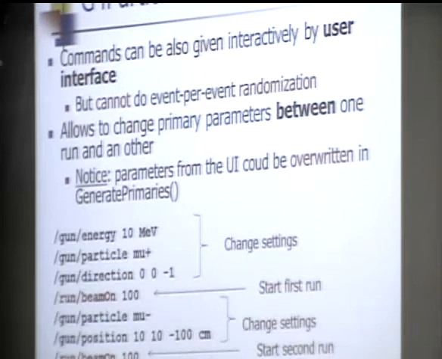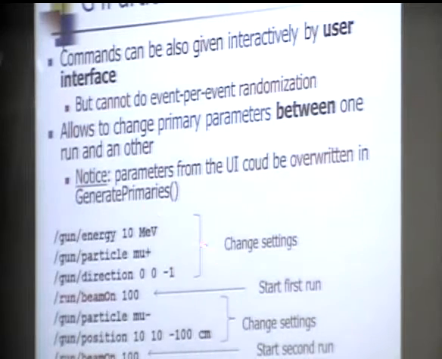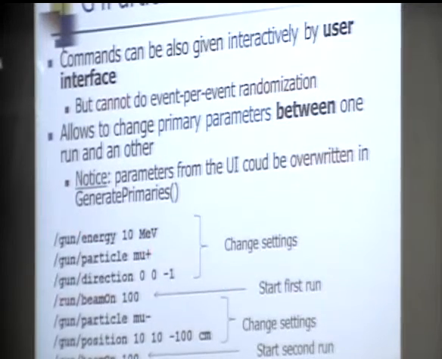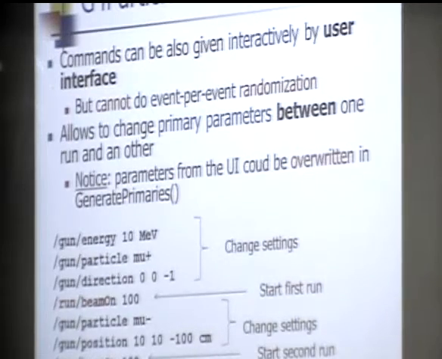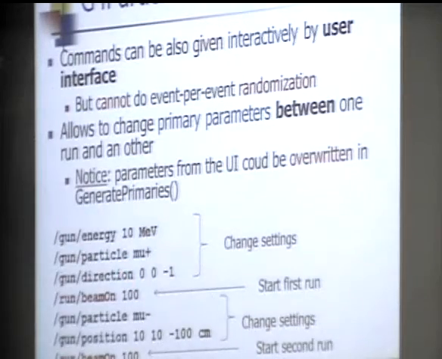This is exactly what I was saying. You can also give most commands, most settings by command line, as you discovered yesterday. So many of you did try to do some changes in energy, particle, direction, and so on. The things that you cannot do in this way is to do randomization. So you can select a fixed energy, a fixed direction, but you cannot do something more fancy like selecting from an isotropic source. So in this case, if you use /gun /whatever, you have to keep those parameters fixed.